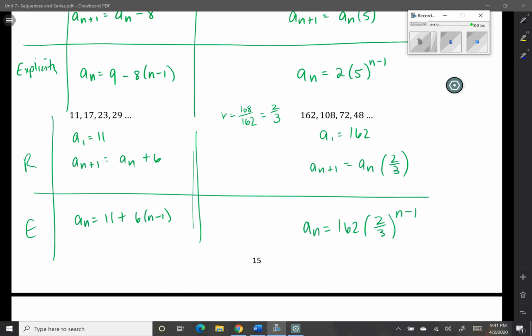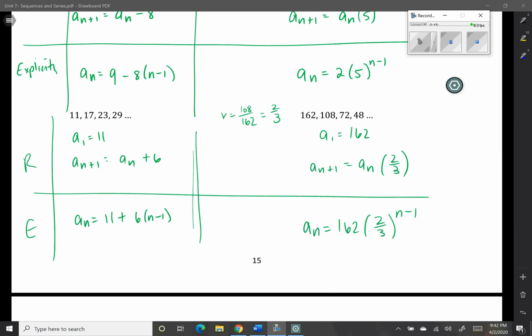So for that first sequence, 11, 17, 23, I notice it's arithmetic, so it's going up by a common difference. So the first term I'm defining as a sub 1 equals 11. And then the rule that I have here for getting from one term to the next is I'm adding 6 to the previous term. The explicit formula I put on the bottom there, 11 plus 6 times n minus 1. These on the explicit part should be easy at this point. I'm hoping easy at this point.